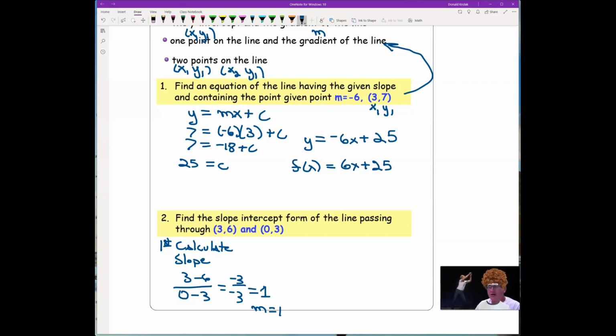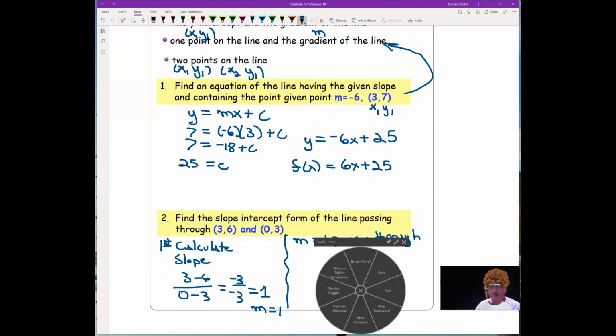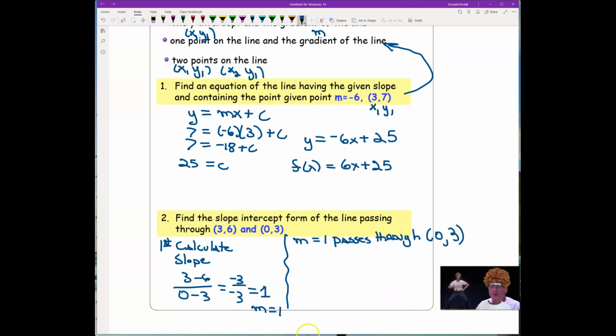Now it's going to be just like the previous problem. m equals 1, and then just choose one of these 2 points. So I'm going to say passes through, I'll pick (0, 3). Now it's just a matter of plugging it in. y equals mx plus b. 1 goes in for m. That's x, that's y.